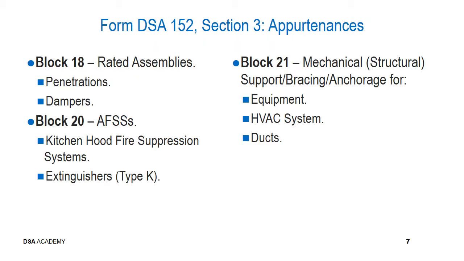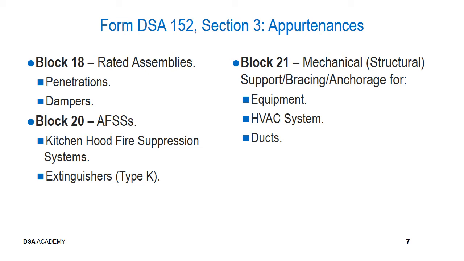As construction on a project continues, it's possible that there may be some items associated with mechanical construction on the inspection card itself in Section 3, titled Appurtenances, that also requires the project inspector to review and sign off on. Block 18 is titled Rated Assemblies, and there's a possibility that there may be some fire resistance rated penetrations that are made. There may also be some mechanical dampers in ductwork that are installed, and these two items would certainly require a review and a sign-off by the project inspector upon completion.